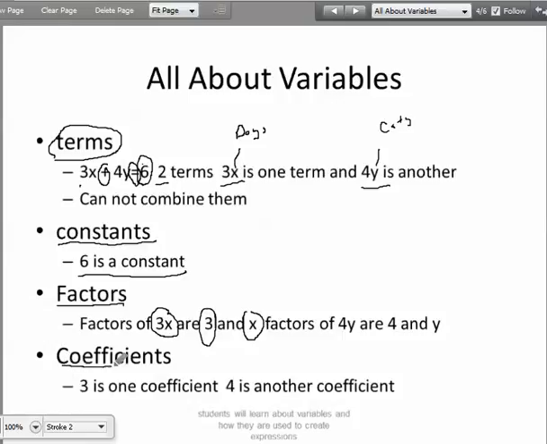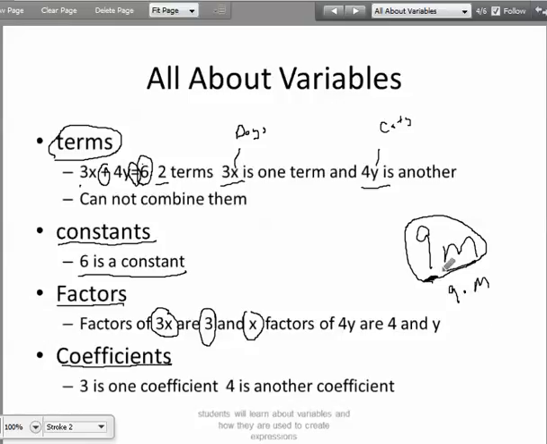One of the things that comes up there is one of those factors is going to be the coefficient. A coefficient is the number that is in front of the variable. So if I wrote down there 9m, the m is the variable, the 9 is the coefficient. This is a single term, and it is broken down into the factors of 9 times m.